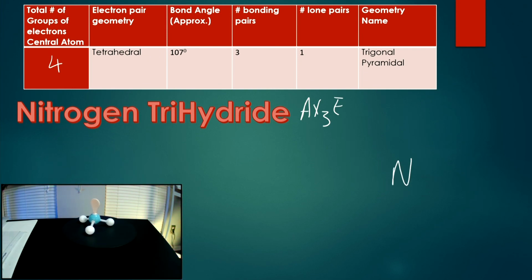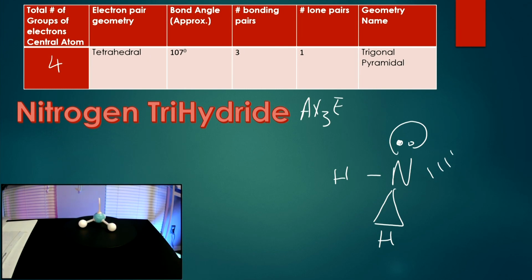Nitrogen is in the center. We'll have our lone pair at the top, and a hydrogen here. We'll have a wedge, and then a series of dashed lines representing the hydrogen that's moving back. Our lone pair is at the top. Our bond angle between here and here is going to be 109.5 degrees. So that is nitrogen trihydride, where its molecular geometry is trigonal pyramidal.